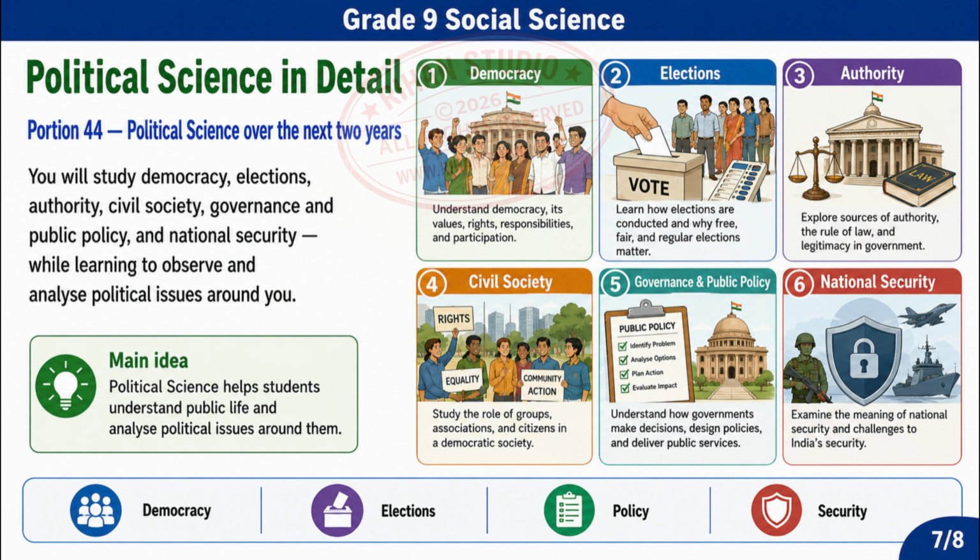Political Science over the next 2 years. You will study democracy, elections, authority, civil society, governance and public policy, and national security, while learning to observe and analyze political issues around you.